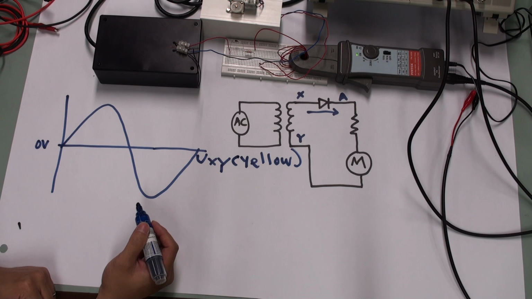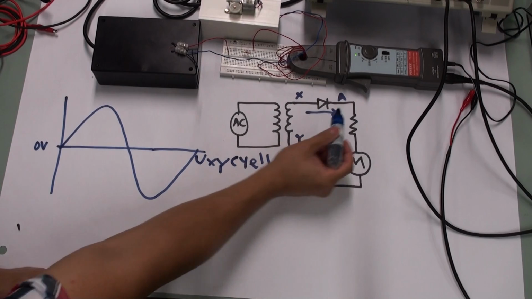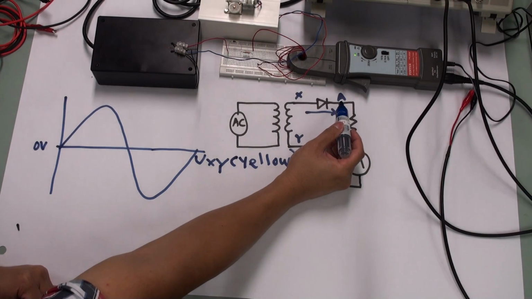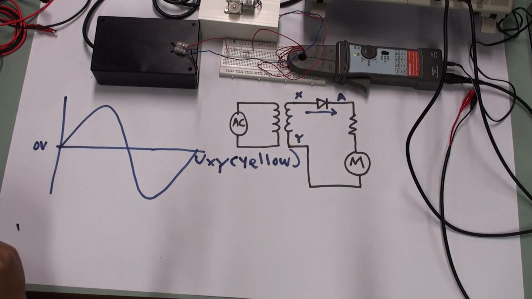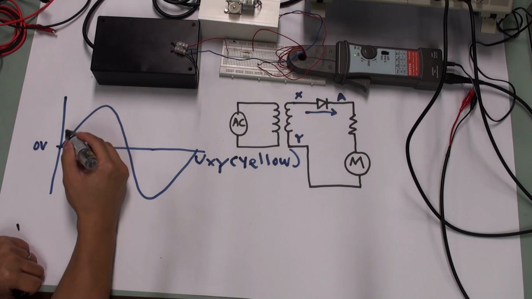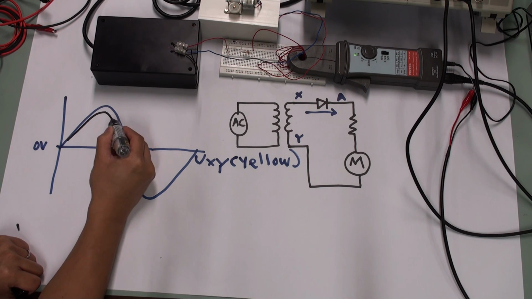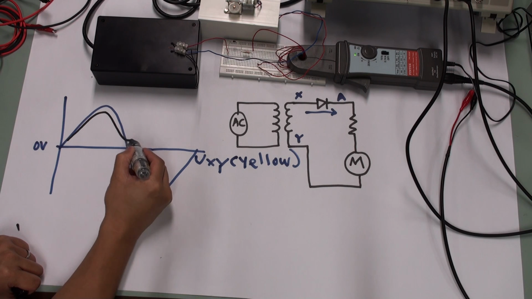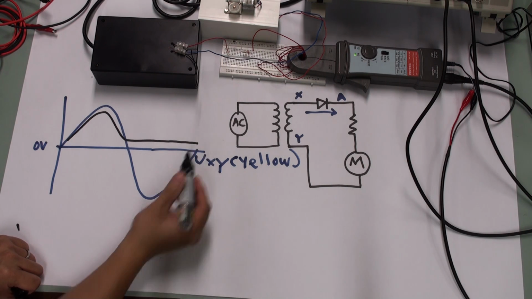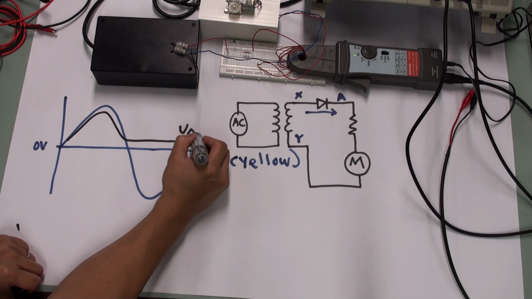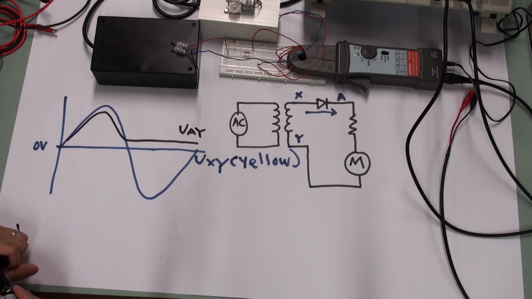And later on, we actually measured the VAY, which is VA with respect to Y. So I'm going to use a different color to represent VAY. So VAY occurs trailing below Vxy and something like this. So this will be our VAY that we saw in the oscilloscope just now.